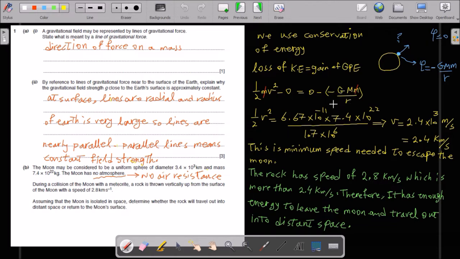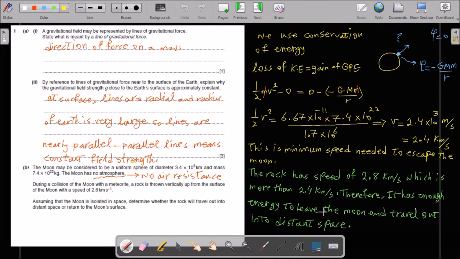So, if you simplify and if you cancel out mass of the particle or of rock, then you can get v is equal to 2.4 kilometer per second. What is this speed? This is minimum speed needed to escape a rock from the moon. So the rock has a speed of 2.8, which is more than 2.4. Therefore, it has enough energy to leave the moon and travel out into distant space.